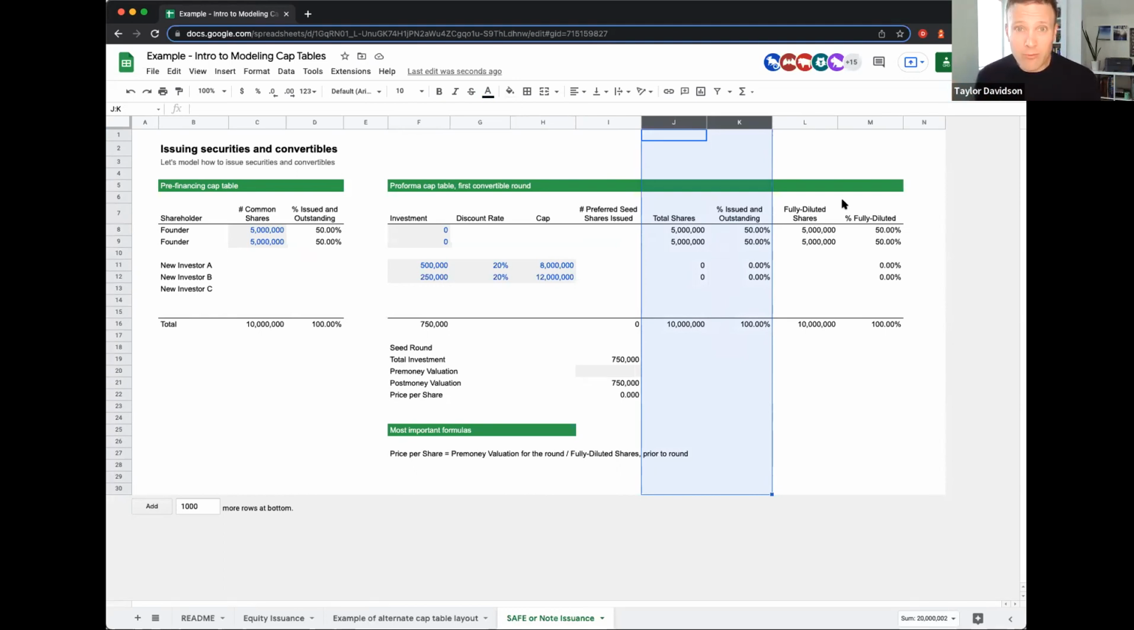Now, calculating fully diluted comes into the concept of conversions. I can tackle questions around it, but I don't want to get too detailed in the math, because the right way to do it varies by situation. The way you want to do it for post-money safes versus pre-money safes or notes varies.